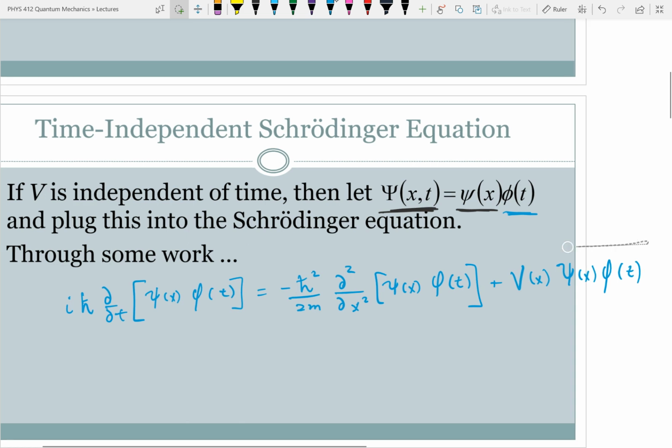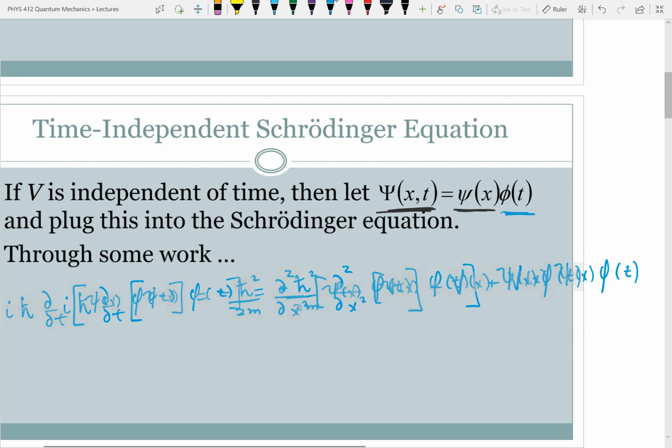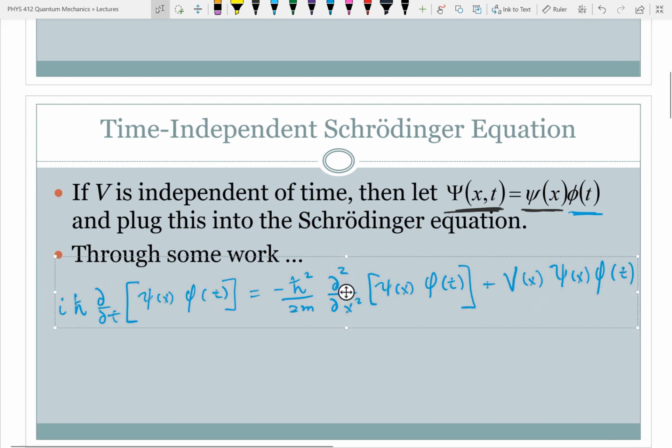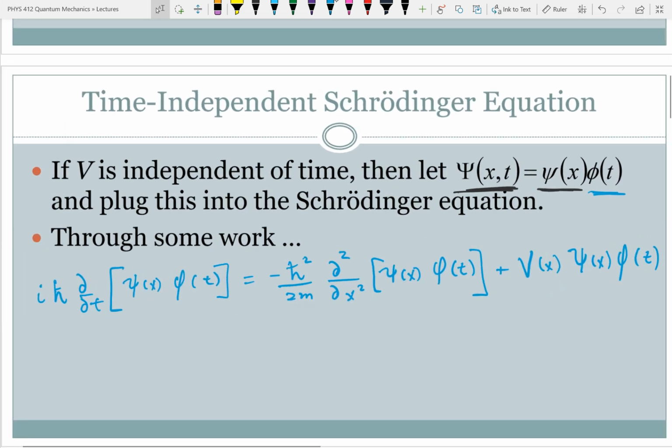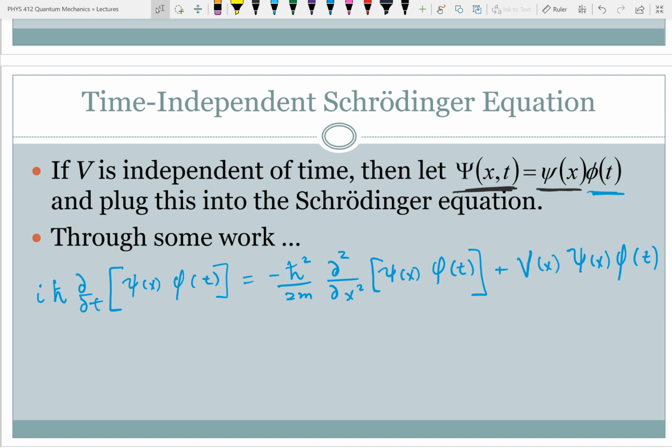Oh, Richard. I'm just trying to move this so it fits better. That's all I'm trying to do. That fits better. Okay. How does this help me at all? Here is how it helps me.